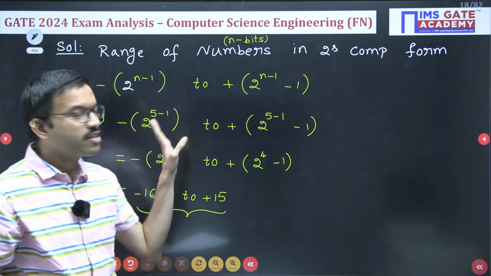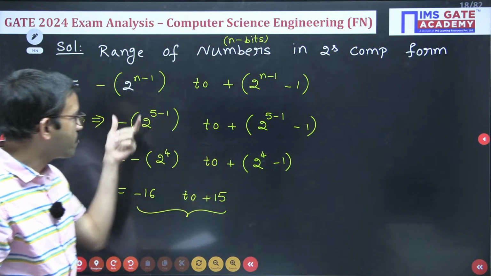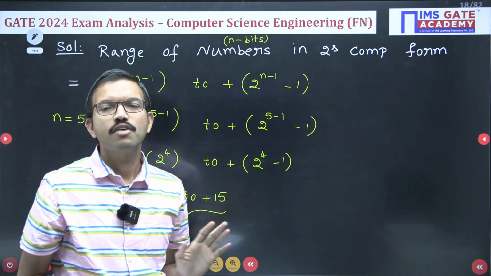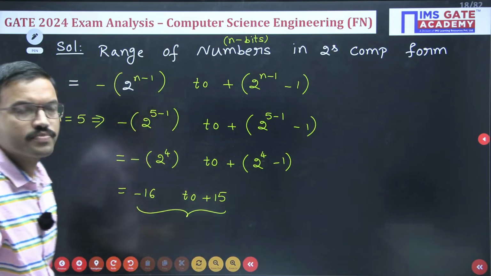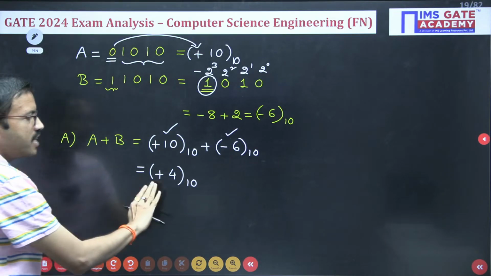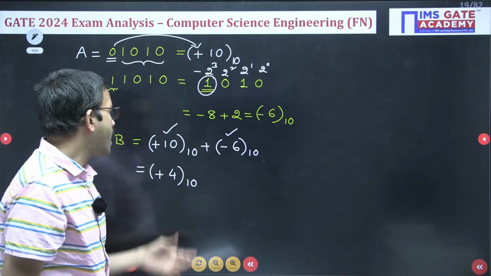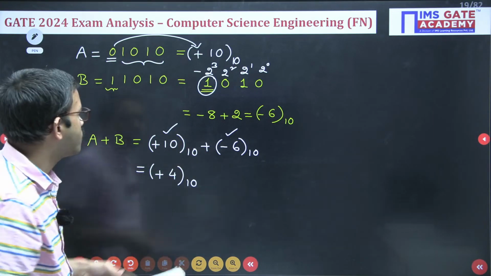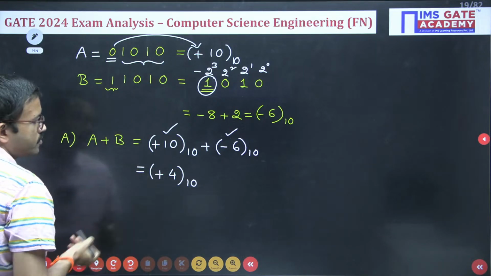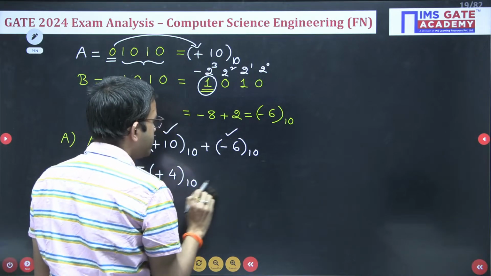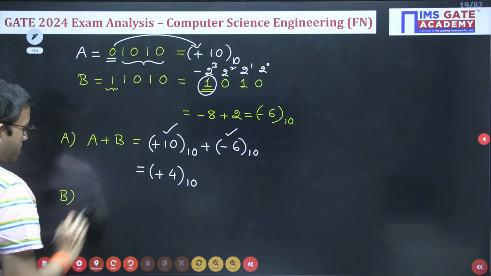For the time being, I have considered the overflow case. Whatever 4 options they have given, let us understand in which cases overflow occurs. Regarding option A, you got plus 4. To represent plus 4, we can easily represent it with the help of 5 bits. There is no overflow in this case.